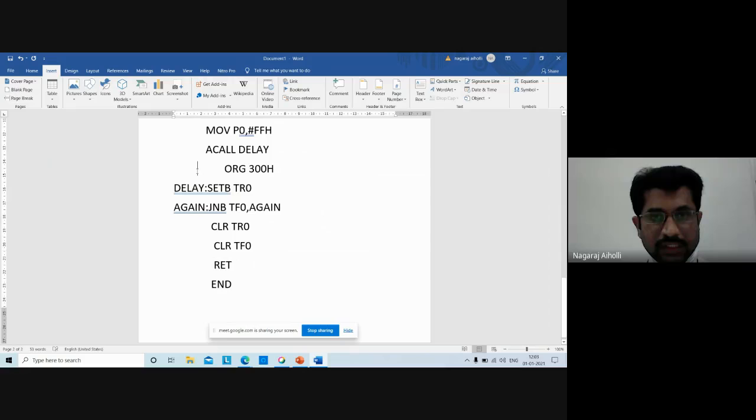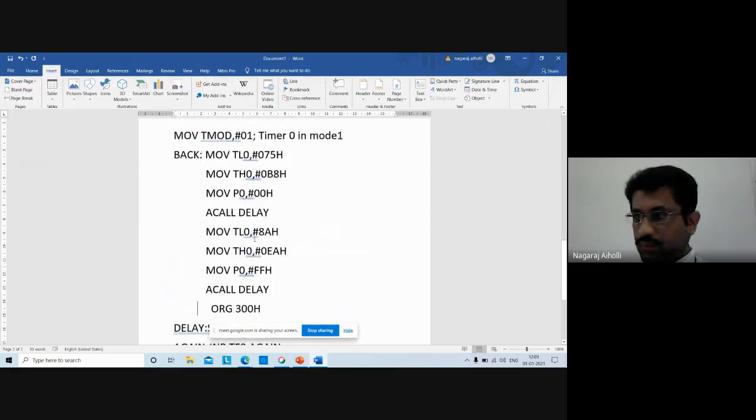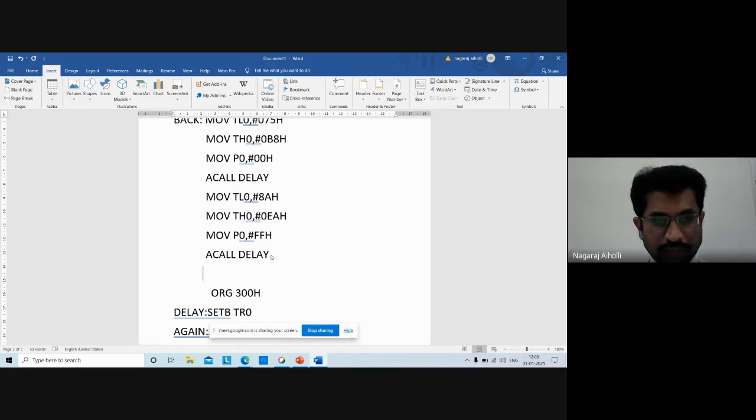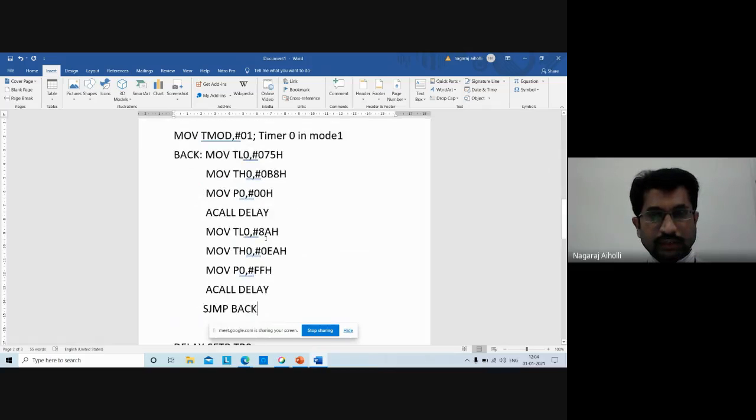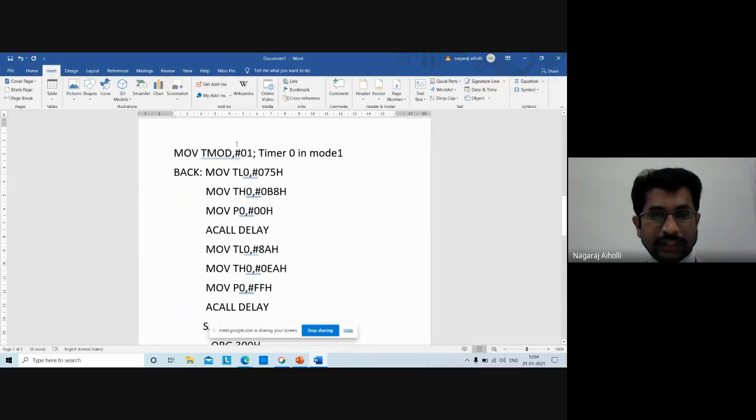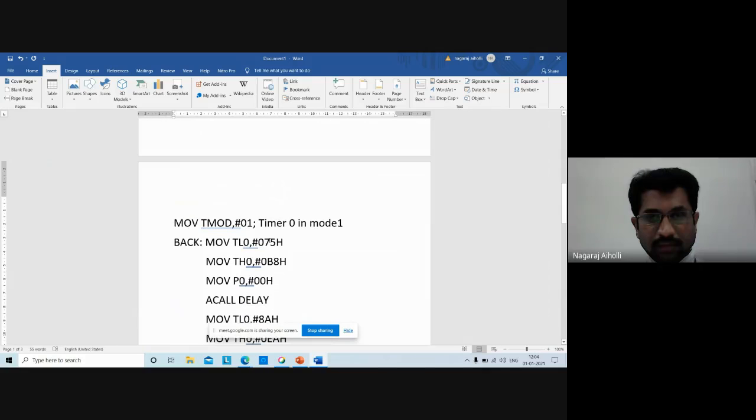Right. So this is how we are writing the program to generate the square waveform. If we want to repeat it, then we have to jump again to back, SJMP back, so that it repeats. Clear here? So this is how we are writing the program for generating the square waveform on all the pins of port 0 using timer 0 in mode 1.